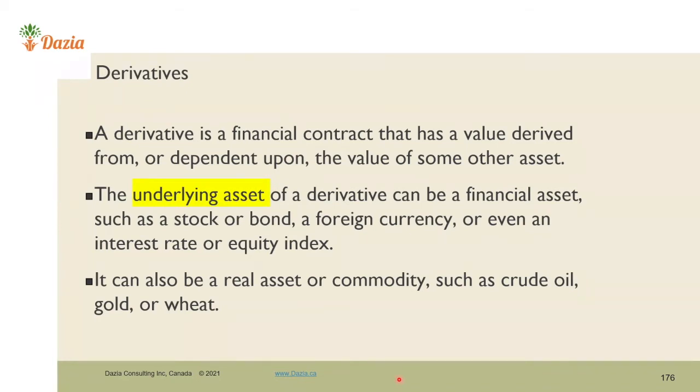So derivatives is a financial contract that has some value derived from or dependent on the value of some other asset. In our course, we are focused on financial asset, which is a stock or a bond. You can have a derivative based on the stock price, but it's also possible to have it on the foreign currency, like the dollar value, or interest rate changes, or equity index changes. So the underlying asset can be different items. It could be a commodity, price of oil, price of gold, price of wheat. Those all could be a derivative.